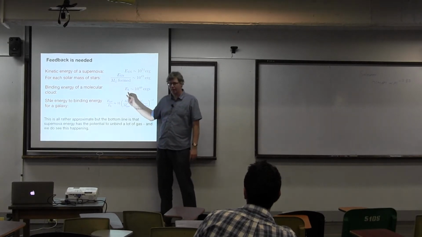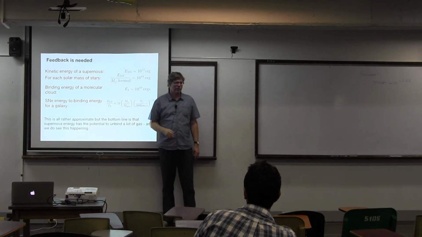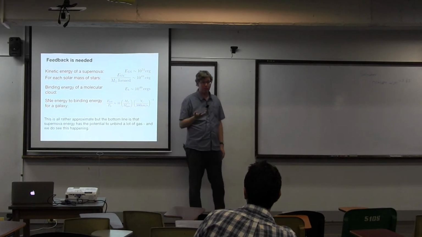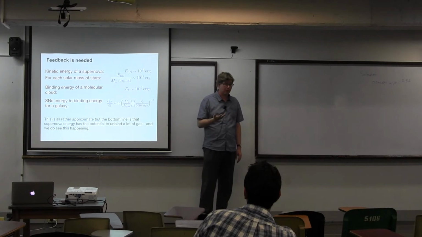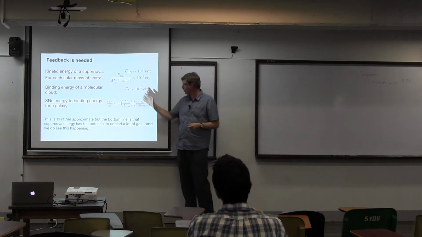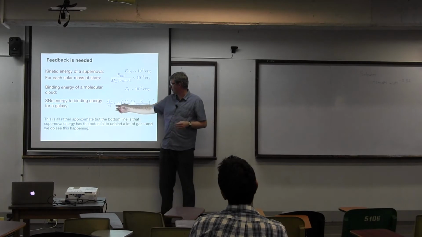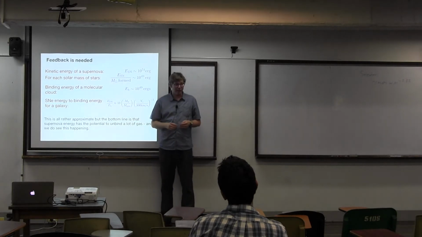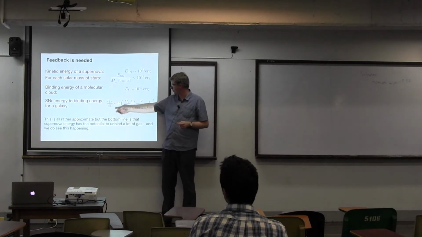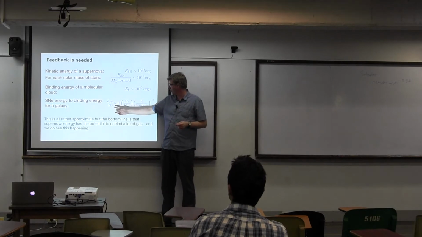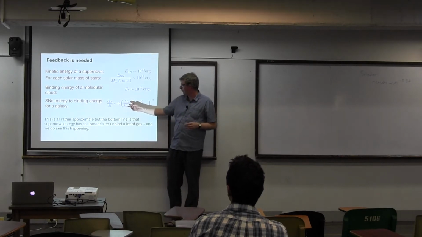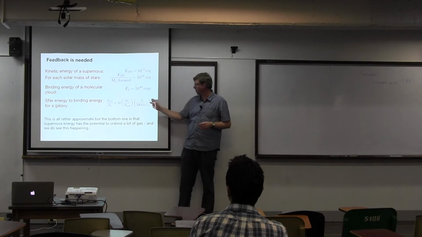That's very similar to the binding energy of at least the molecular clouds that we have in the Milky Way. If you calculate the gravitational binding energy, assuming it's a uniform sphere or something like that, it's about 10 to the 49. Then you can compare this to the binding energy of a galaxy. You can write that down. Take the supernova energy divided by the binding energy, and you get an expression of this kind.